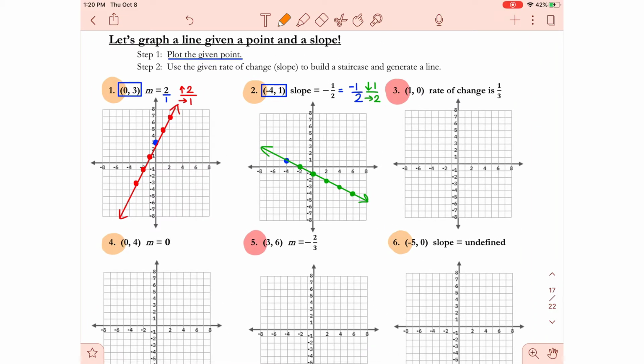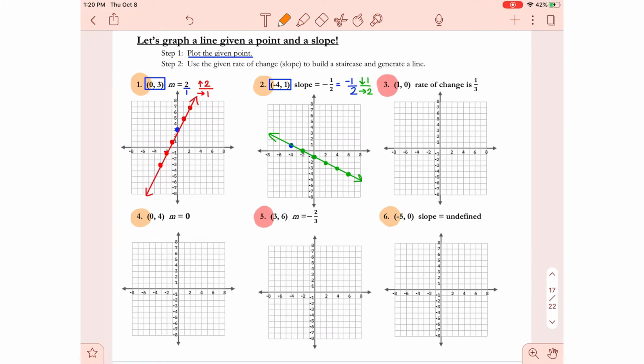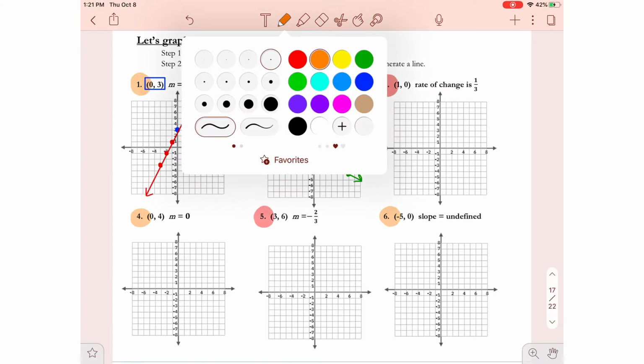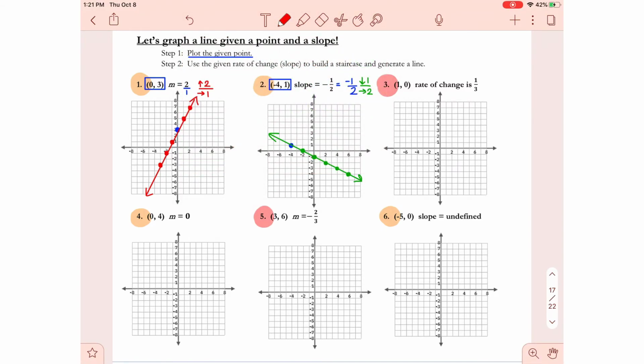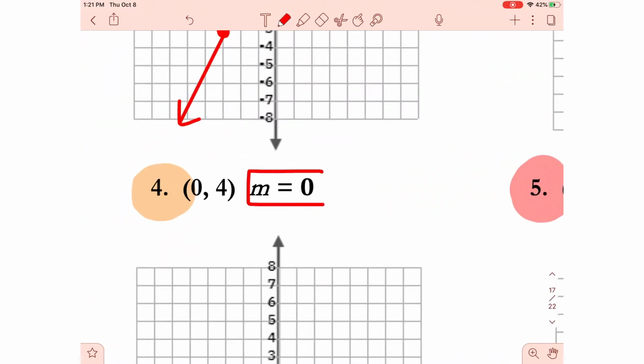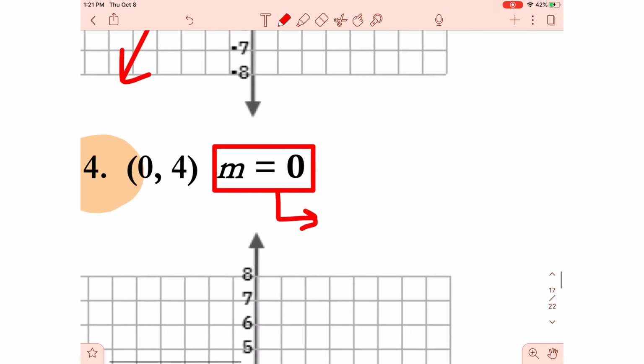Numbers 3 and 5 are a lot like numbers 1 and 2, so you're going to try that on your own. The last thing I want to talk about is numbers 4 and 6. The reason I want to talk about these is because they're special. The slope that they gave me in number 4 is 0. Okay, so something that we need to keep in mind is that if the slope is 0, what that represents is a horizontal line.